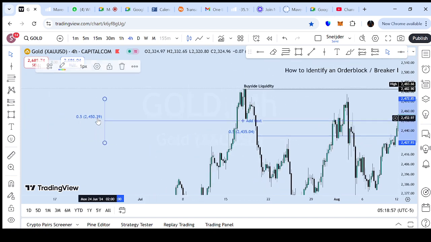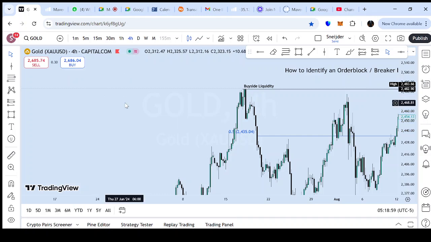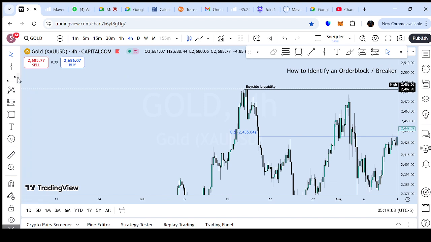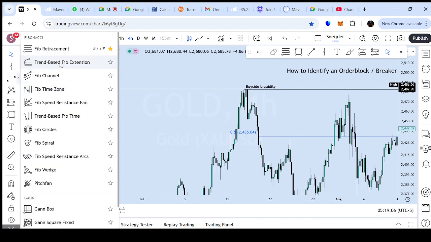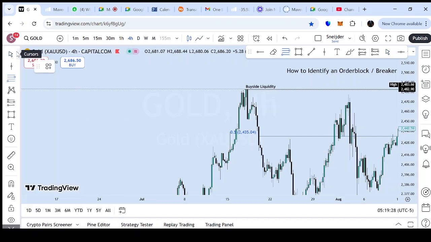Okay, yeah, that's for Fibonacci, how to get the 50% level. We have trend-based Fib extension. I don't normally use this. I don't normally use all this. In this case, the only one I make use of is the Fibonacci to get my 50% level and standard deviation. But we come to standard deviation later. Let's finish on this first.